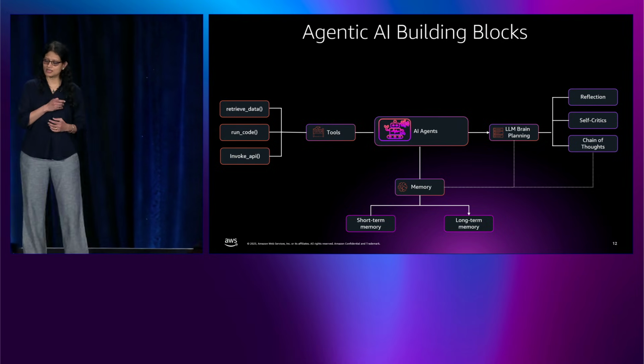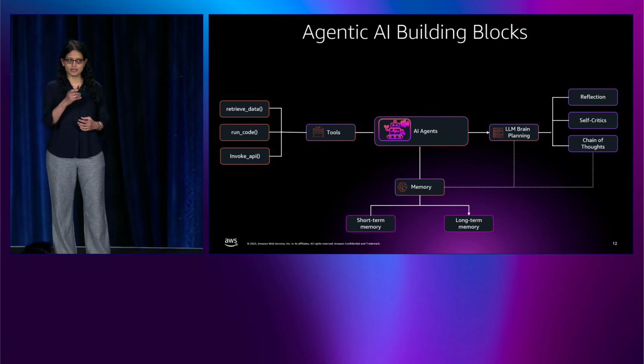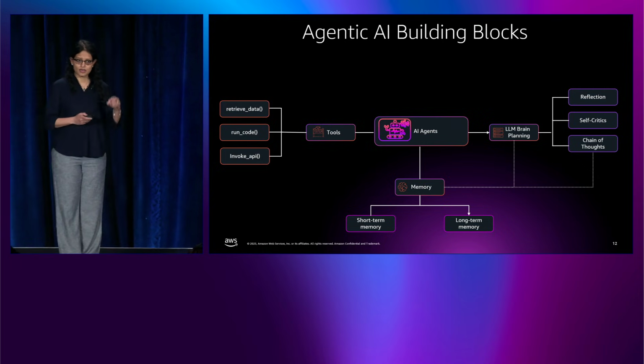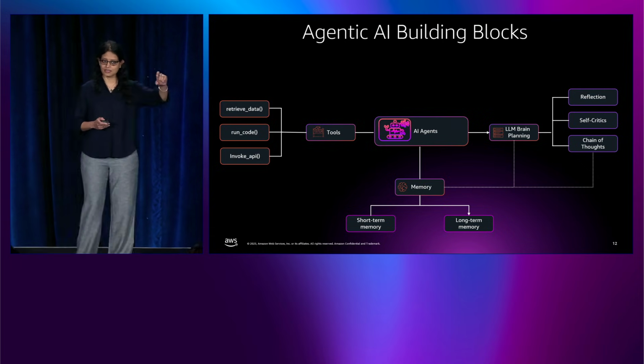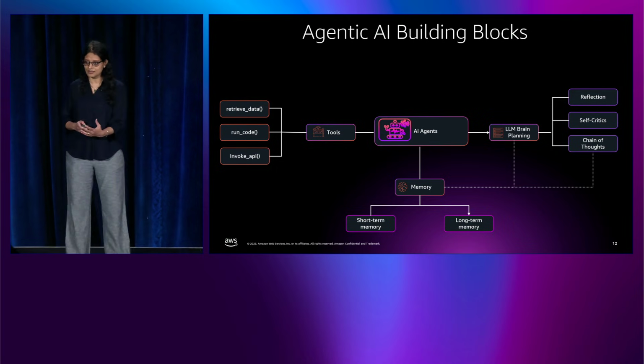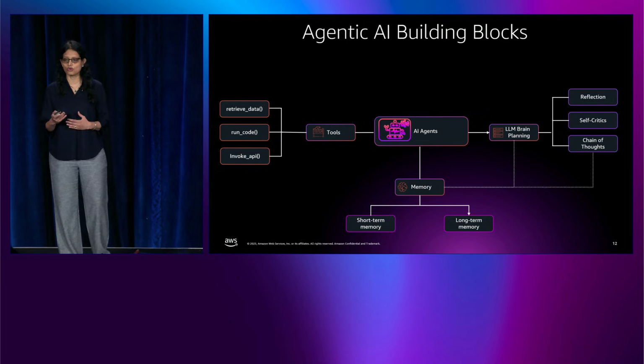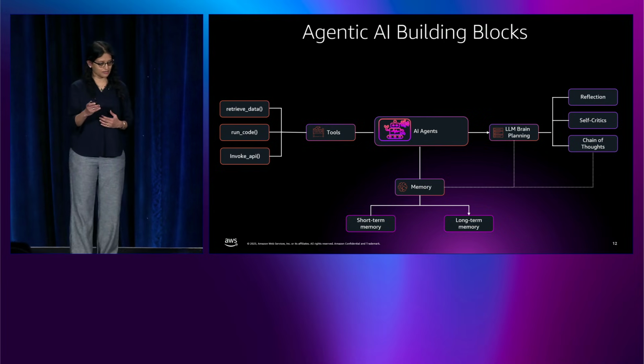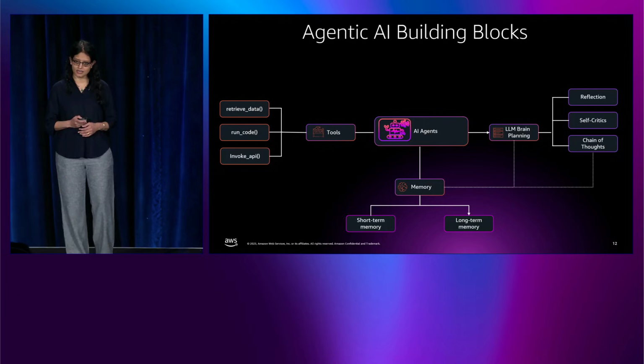The agent has a brain. So we talked about reasoning. The next step is it identifies multiple steps that it needs to take to solve a complex problem. It takes a step, it gets the insight and the results from the tool, then it reflects what should be the next course of action. So the planning, reflection, chain of thoughts, as well as self-critiquing.